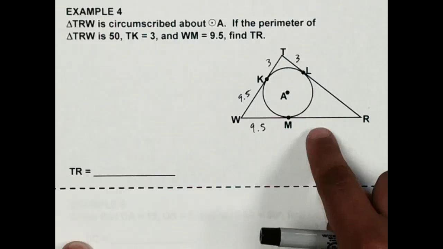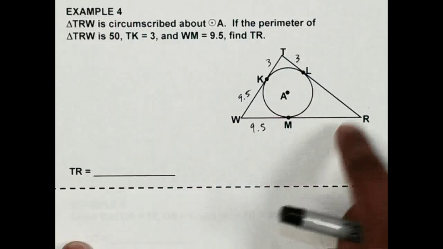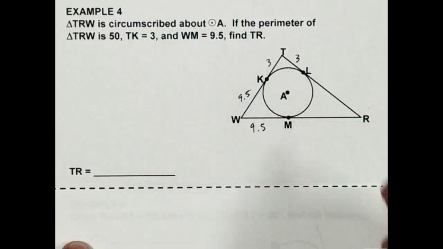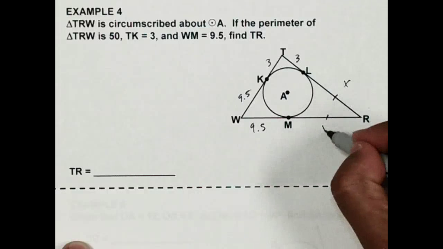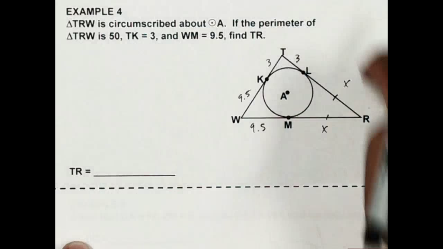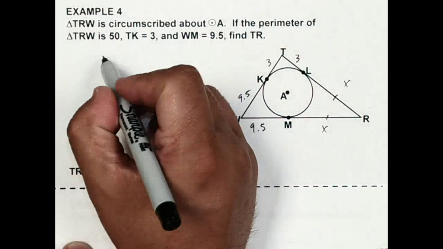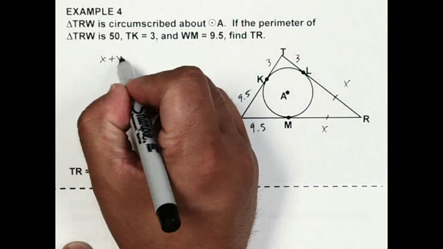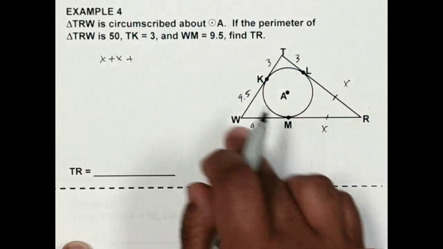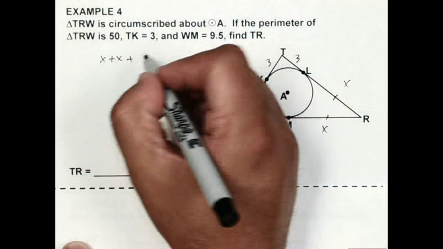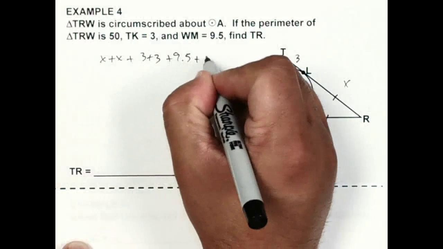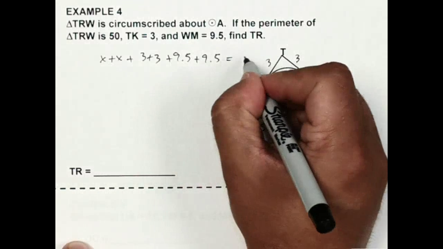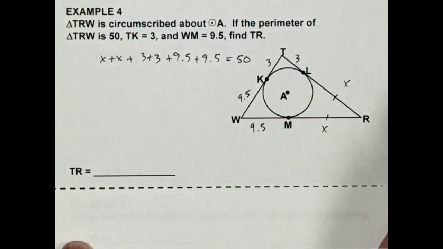Now, I don't have anything for RM and RL, but I do know that these two segments would have to be congruent. So we can set this up and let those be x's. Figuring this out, to find the perimeter, going all the way around, x plus 3 plus 3 plus 9.5 plus 9.5, all of that has to come out to be 50.